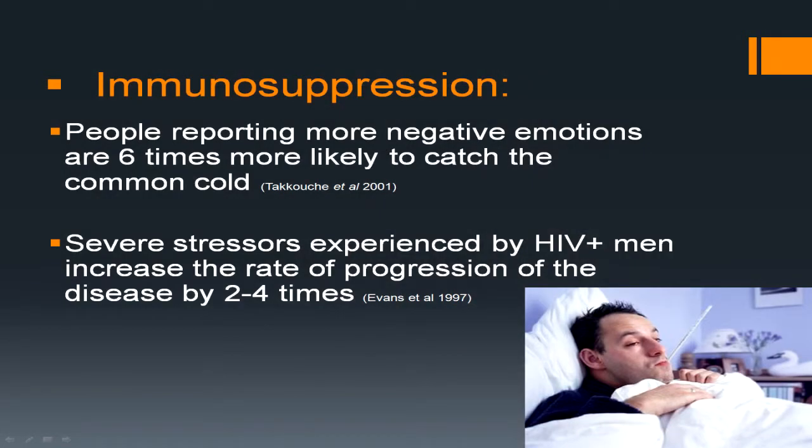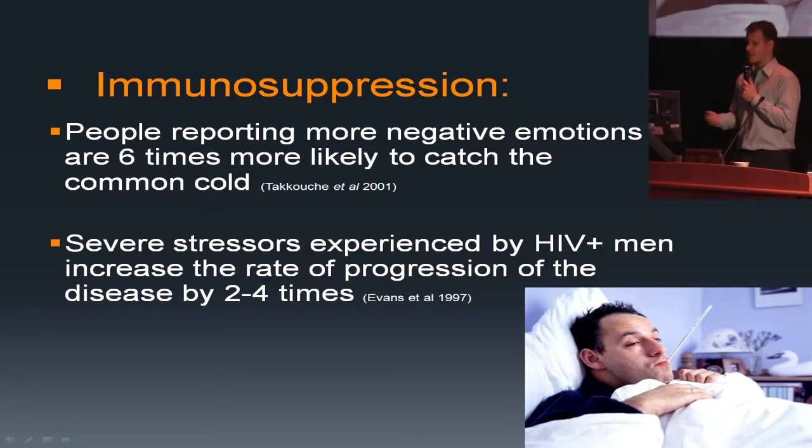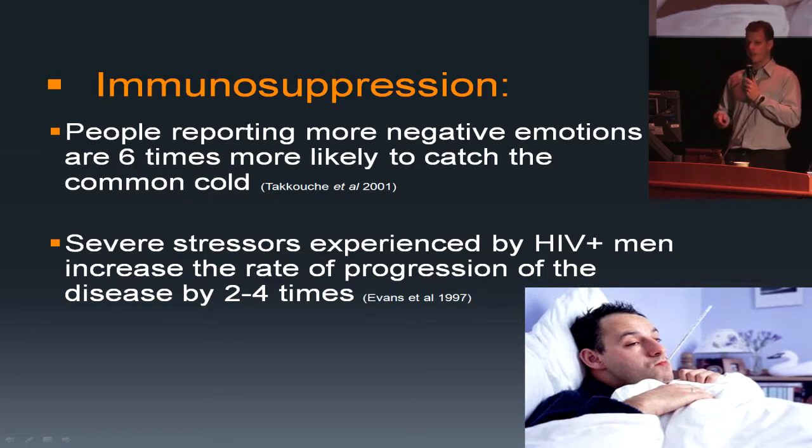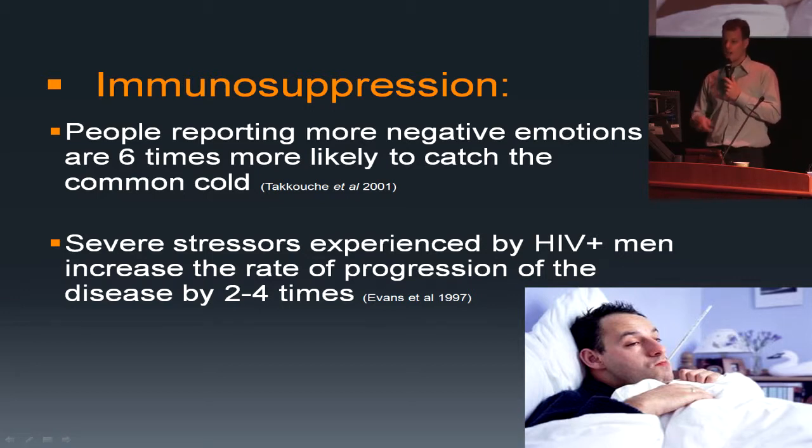And so just at the most basic level, people that report more negative emotions are actually 6 times more likely to catch the common cold. And obviously you don't die from this, but it suggests that these people actually are immunocompromised. And in a more serious case, severe stressors experienced by HIV-positive men. So these are really serious negative life events. So death of a child or a spouse or another family member, loss of a job, things like that.